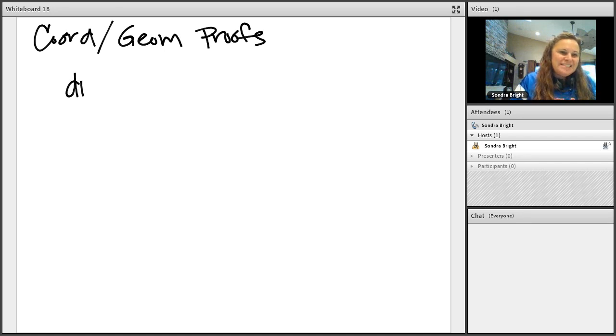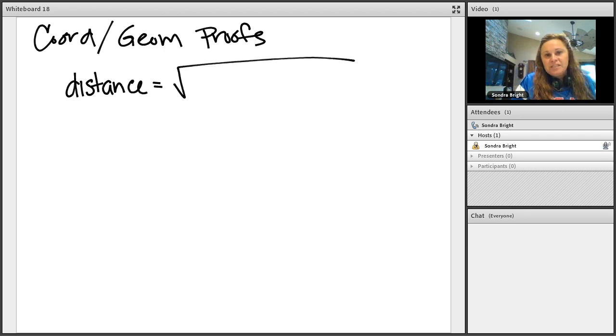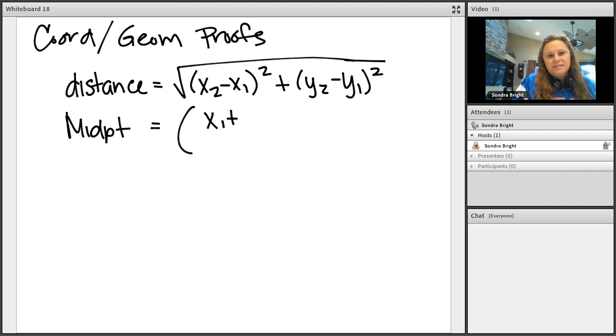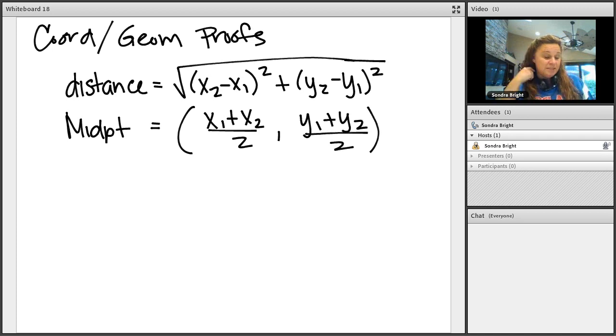Remember the distance formula between 2 points. The distance is the square root of x2 minus x1 quantity squared plus y2 minus y1 quantity squared. There's the distance formula. The midpoint formula is you add the x's and divide by 2, and you add the y's and divide by 2. The midpoint is a point, and so it's got an ordered pair.